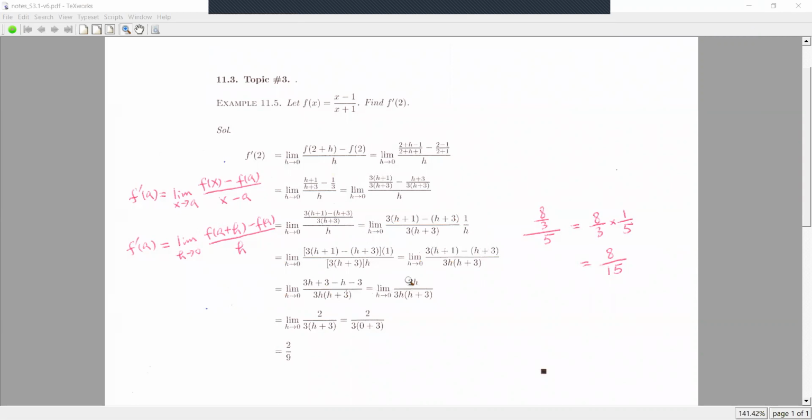Cancel h from the top and from the bottom. We have this equation. To find this limit, use direct substitution. Plug in the number 0 in h. So the limit is this number. This number is 2 over 9. Therefore, the derivative of this function at 2 is 2 over 9.